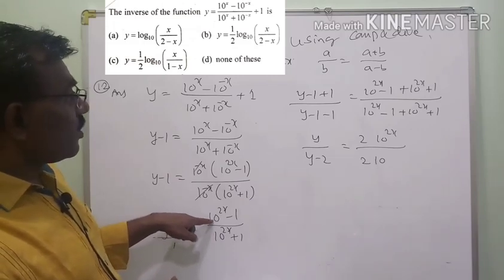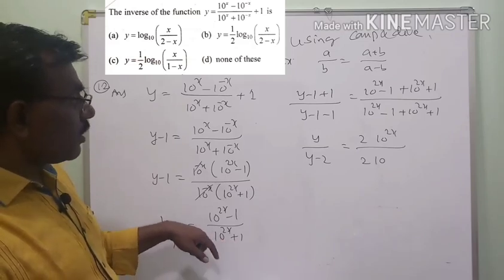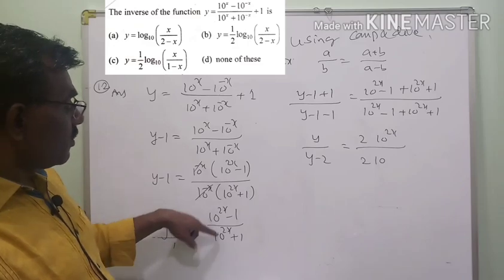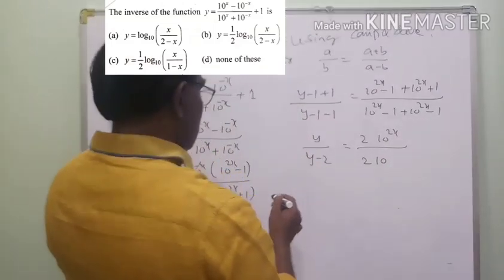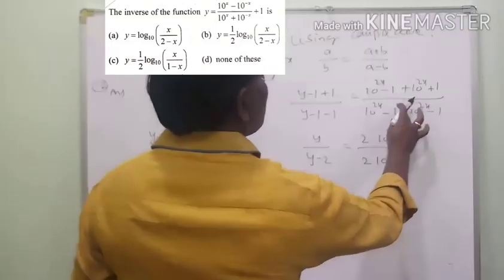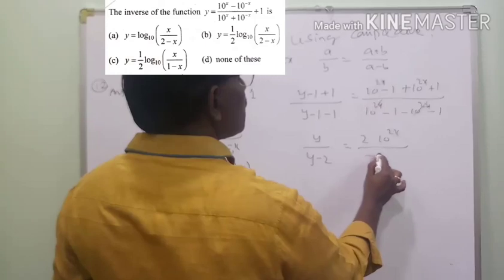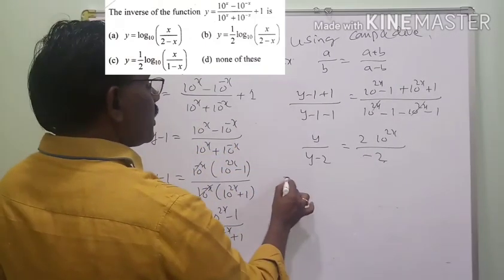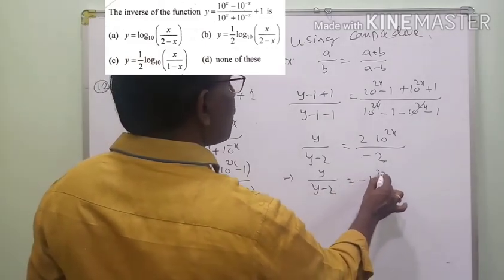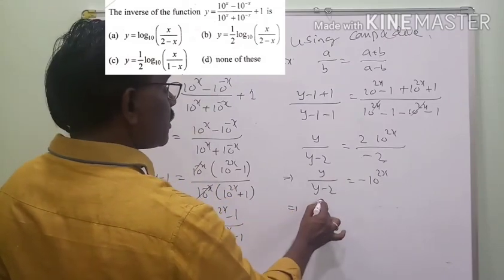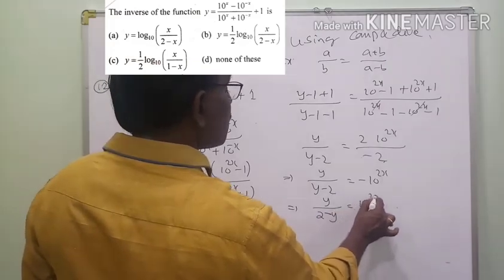A plus b: 10 to the power 2x minus 1, 10 to the power 2x plus 1. A minus b: 10 to the power 2x minus 10 to the... this comes minus only. This is minus 1 minus, I think these two cancel, then minus 2 will come. So y minus y by y minus 2 equal to minus 10 to the power 2x, and minus means y by 2 minus y equal to 10 to the power 2x.